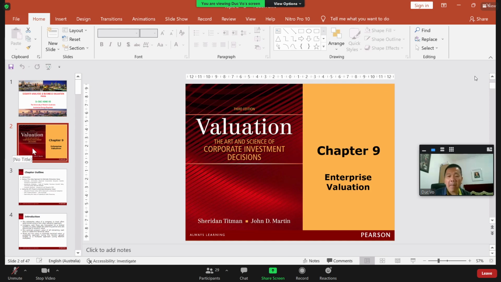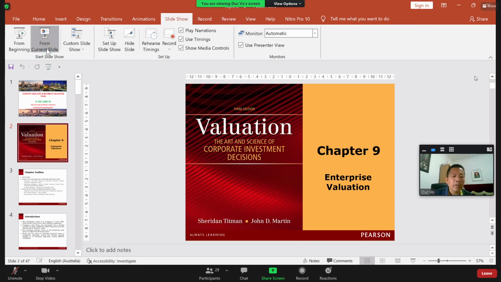So now it's not about the project valuation like the one I just illustrated, but about when you really want to do the valuation for the whole company. Let's say Vinamilk is on sale and they invite you to go there to do the valuation and tell them what should be the price. So you do the valuation for the whole company. That we call the enterprise valuation. Okay, so we will start now.